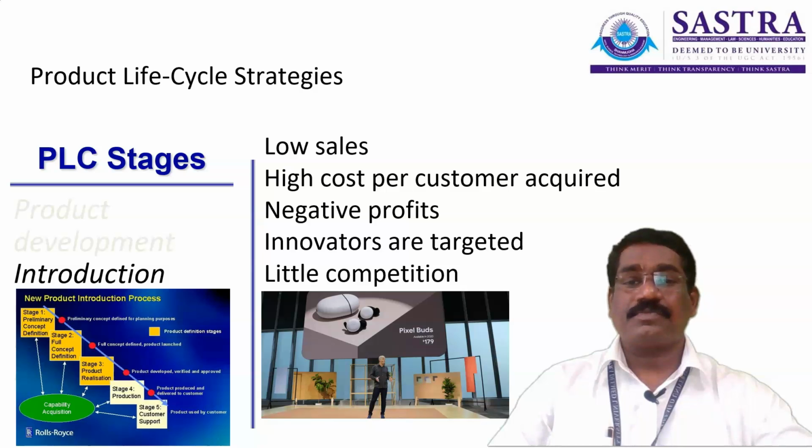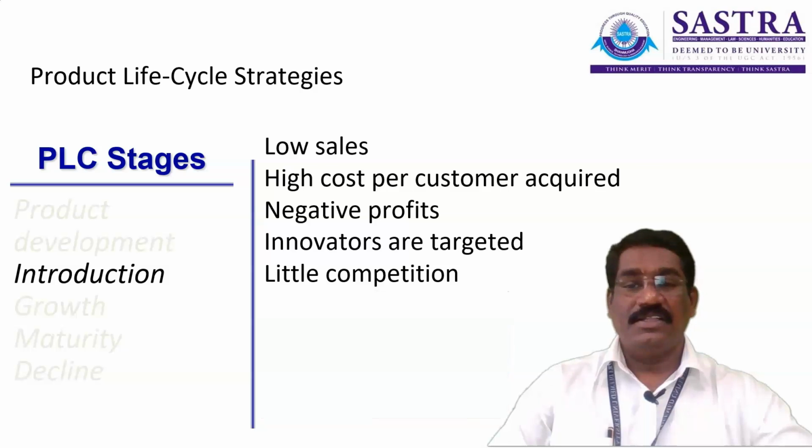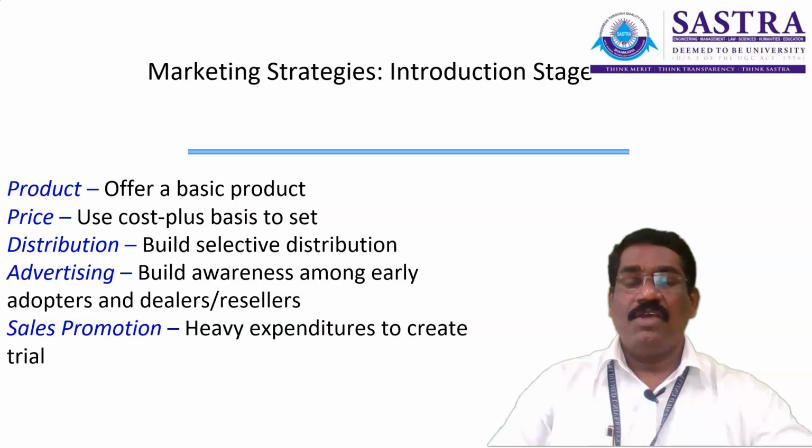Also, since it is a new product, the marketer is trying to target the consumer category of innovators, so that they'll try and use the new product which is getting launched in the market. And of course, since the product is new, the competition is not that high, and we encounter very little competition in this stage.